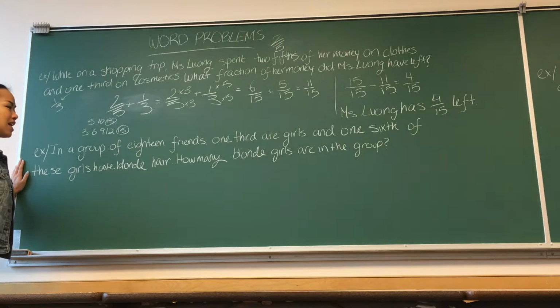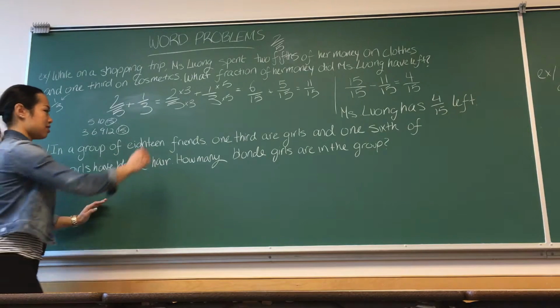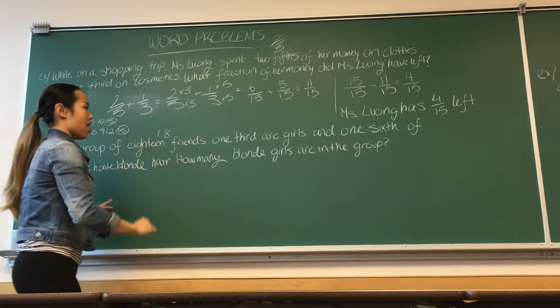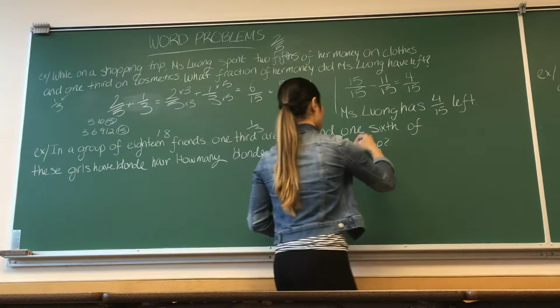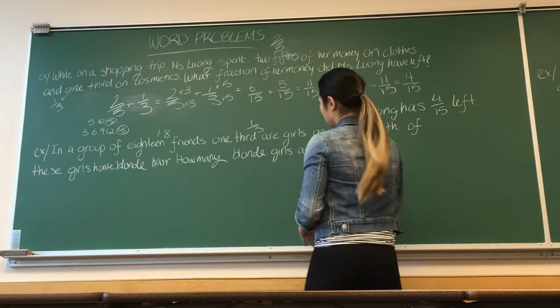In a group of 18 friends, 1/3 are girls, and 1/6 of these girls have blonde hair. How many blonde girls are in the group? Okay, so we got 18 friends. Let's write that. And then 1/3 are girls. And we have 1/6 are blonde.